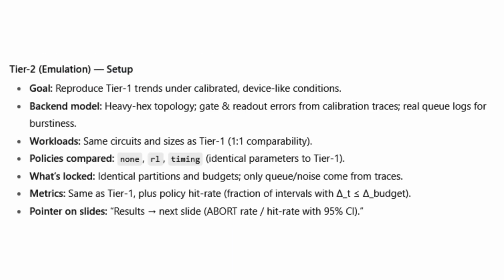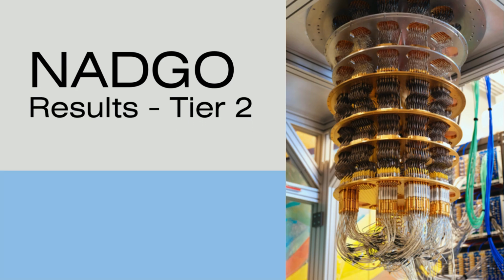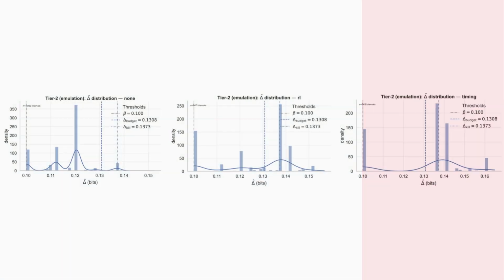Now let's look at our Tier 2 emulation. The goal of Tier 2 is to bring in more realism. We emulate a heavy hex topology, use calibration data for error rate, and replay real Q logs. We lock budgets and partitions to keep experiments comparable. Now let's examine the emulation results.